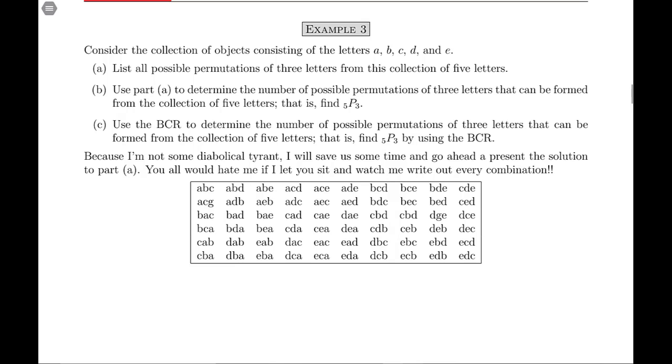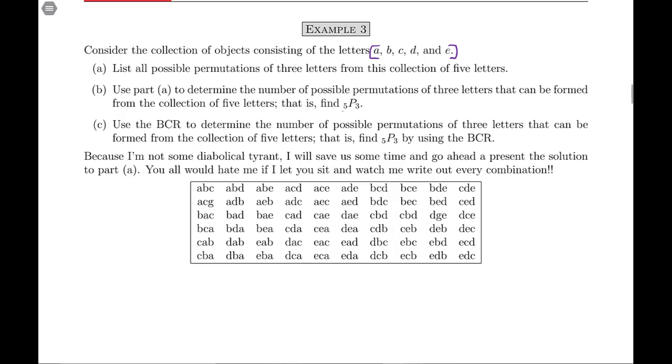So if we take the letters A, B, C, D, and E, a permutation is the different ways that we can arrange them. So for Part A, it says list all possible permutations of 3 letters from this collection of 5 letters. So we're only picking 3 letters out of the 5, and we're looking at all the different ways they can possibly be arranged. Part B says use Part A to determine the number of possible permutations of 3 letters that can be formed from the collection of 5 letters. That is, find 5 permute 3.